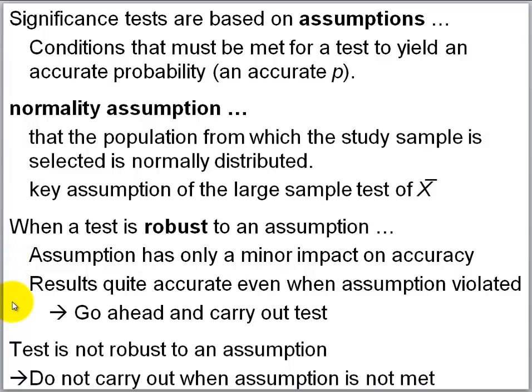So, if indeed an assumption is violated, but a test is robust to that assumption, then in that situation you can go ahead and carry out the test, because the robustness to the assumption tells you that your results are going to be very, very accurate, even though the assumption hasn't been met. On the other hand, if an assumption is not met and the test is not robust to the assumption, then you should not carry out that test, because your results will be inaccurate.